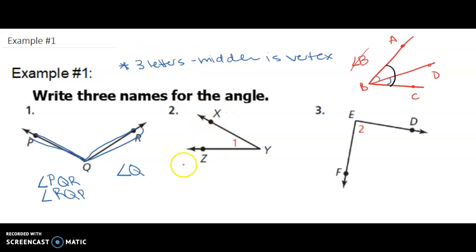All right, so here, I'm actually going to put down 4 on this one. I know it says 3. So we can name this angle, don't forget your angle sign, we can name it XYZ.